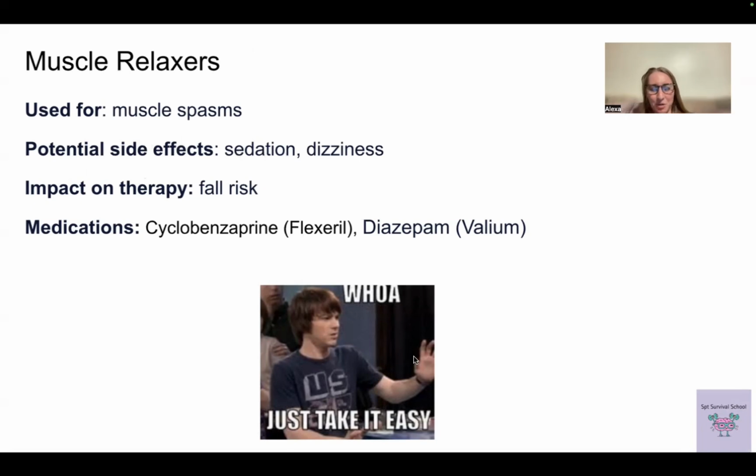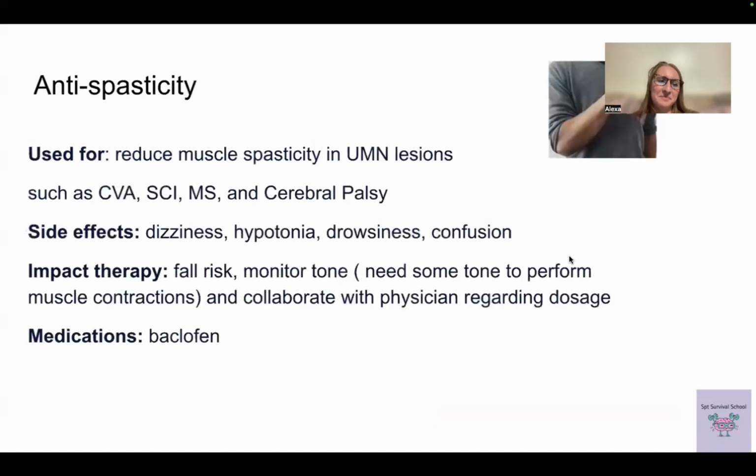And why is Drake from Drake and Josh on the slide here? Whoa, take it easy. Whoa, just take it easy. I like to think of this, if you're able to put mental pictures to things, especially with medications with names like this that are hard to remember, if you're able to connect it to something, then you're more likely to remember it. So in this case, if there's a muscle spasm, the muscle needs to relax. This is just a way that I remembered it.